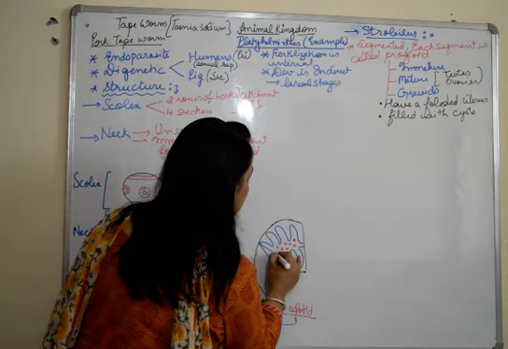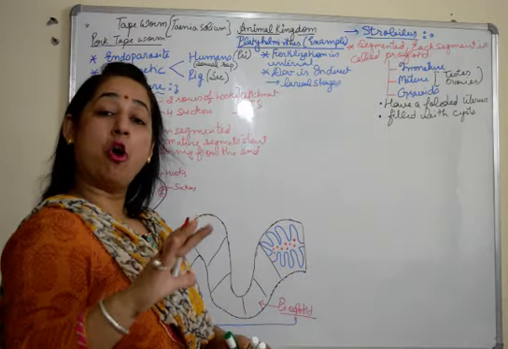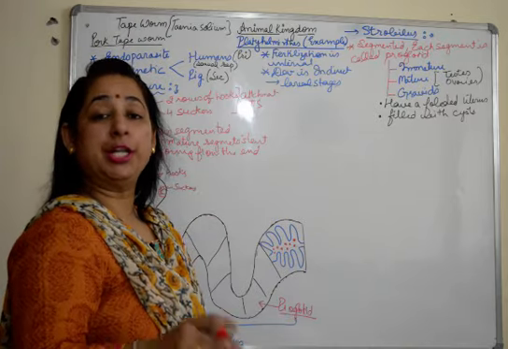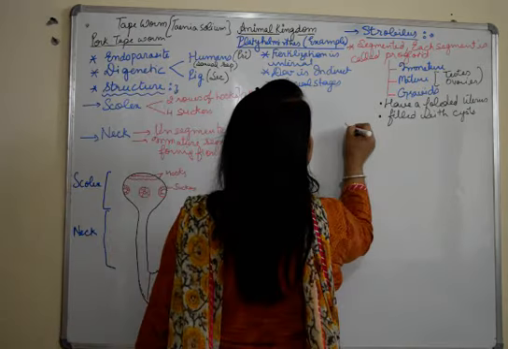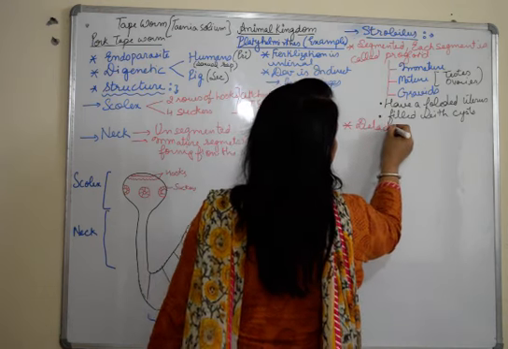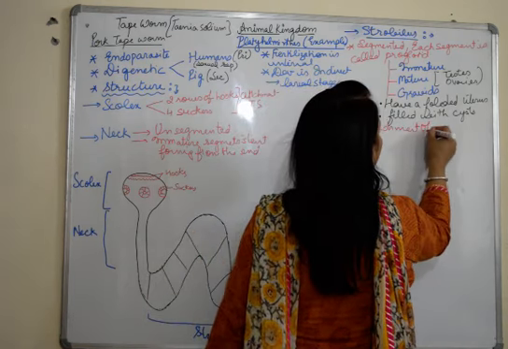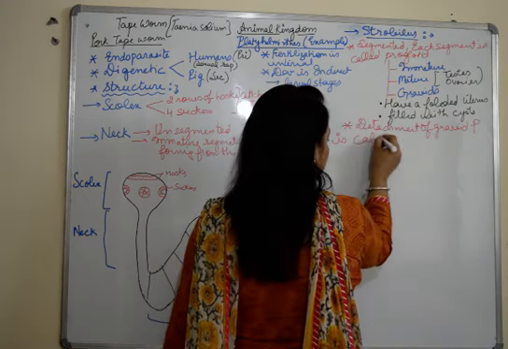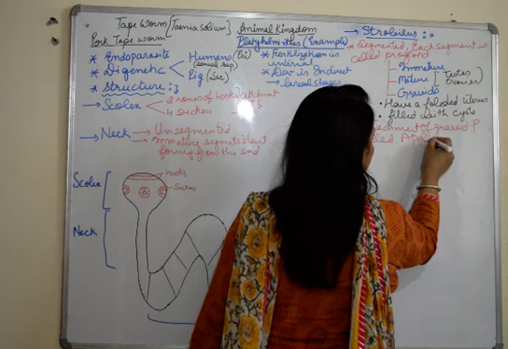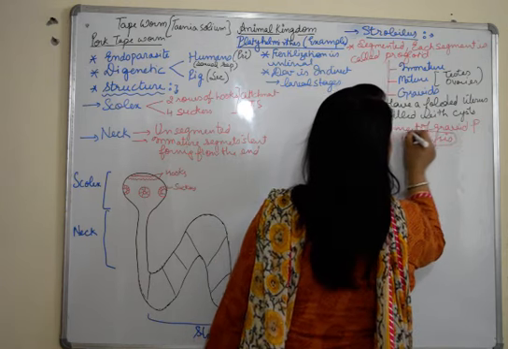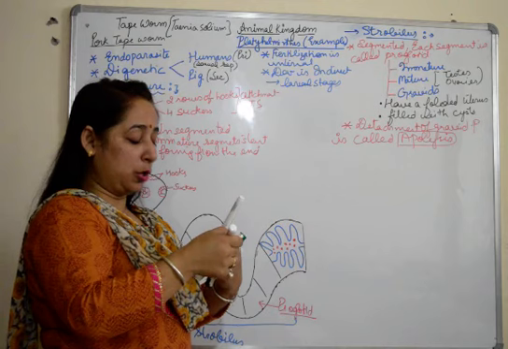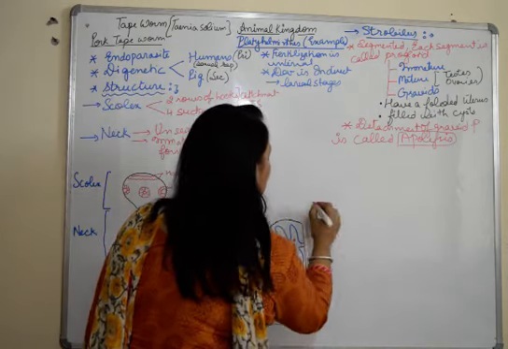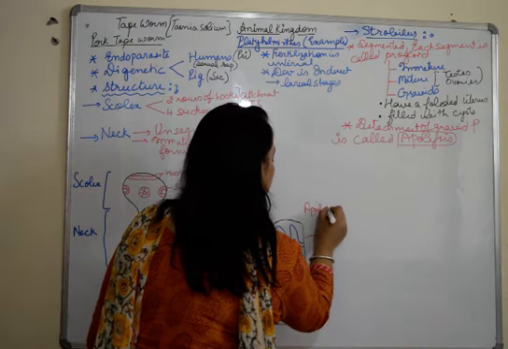Now what happens when these gravid proglottids are formed? After a certain period of time, they keep on detaching from the body of Taenia solium. This detachment of gravid proglottid is called apolysis. So what is apolysis? The detachment of the gravid proglottids from the body of the Taenia solium is known as apolysis. I've told you the definition.